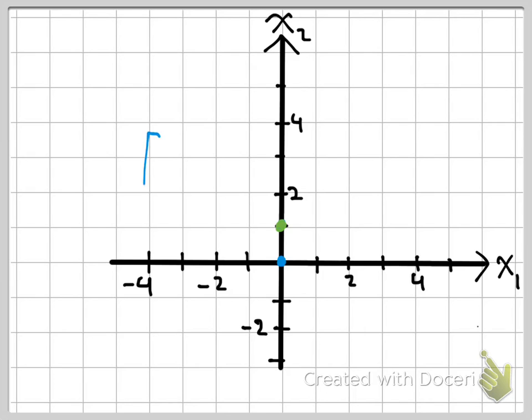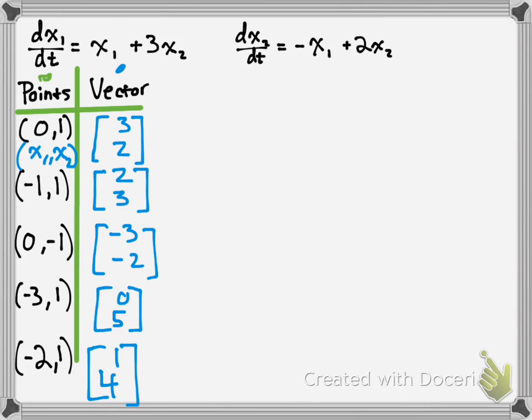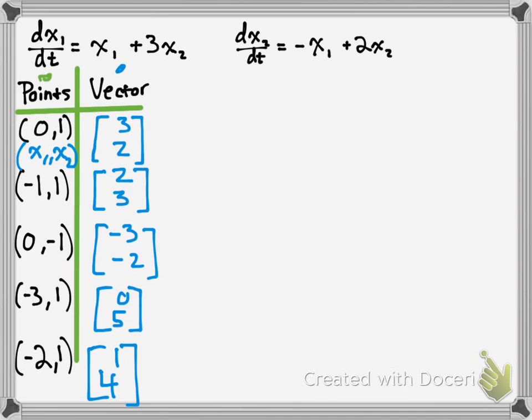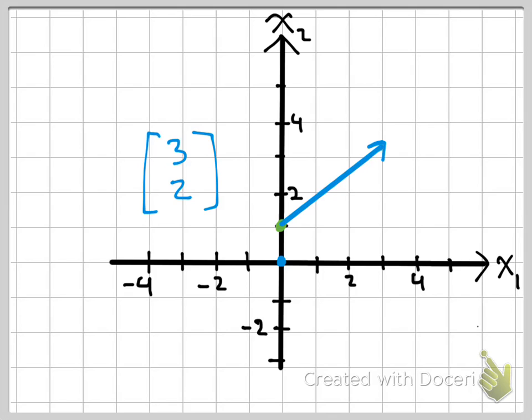So the vector we're looking at right now is 3, 2. Okay, so we move 3 in the x1 direction, and then up 2 in the x2 direction. So our vector would be here. And just to show its direction, since a vector, remember this is key, a vector is a quantity that has both direction and magnitude. Don't forget that. So this was the direction and the magnitude is here.